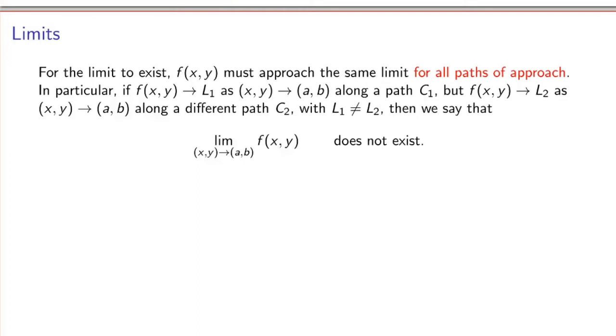This leads us to the following statement. For the limit to exist, the function f of (x, y) must approach the same limit for all paths of approach. And in particular, if it approaches, say, L1 along a certain path, but it approaches L2 along a different path, and L1 is not equal to L2, then we say that the limit does not exist.